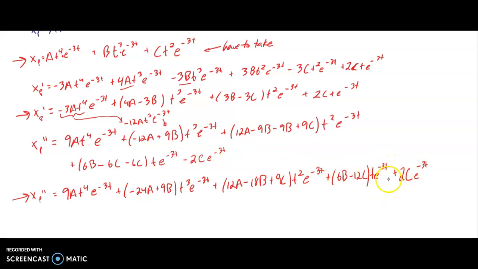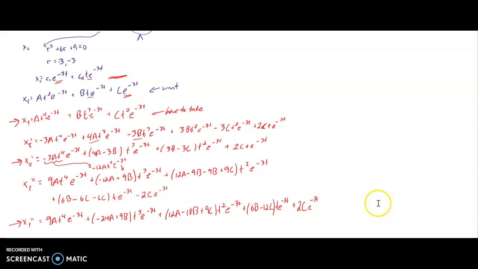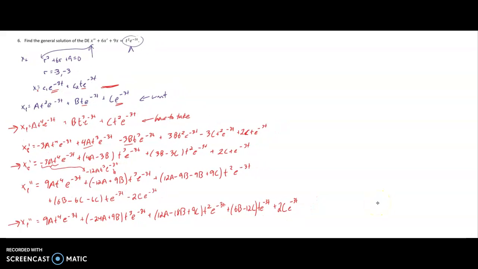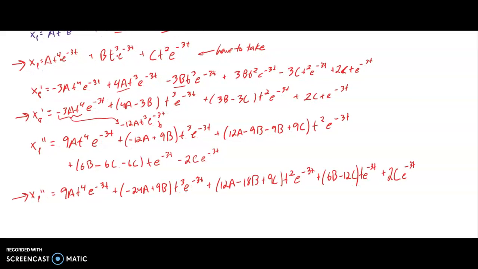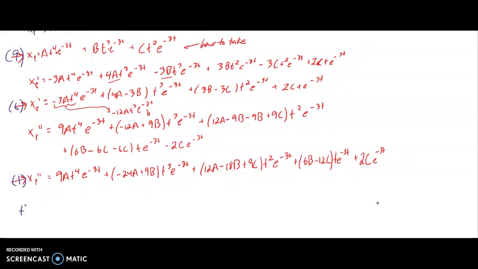So, from here, I need to look at the original equation that we were working with, which is, there it is right there. I got a 1 on the x prime, a 6 on the x double prime, and a 9 on the x. So, this line is going to get multiplied by 1. This line is going to get multiplied by 6. And this line is going to get multiplied by 9. So, I'm going to do all of my lines individually, my t to the fourth line.